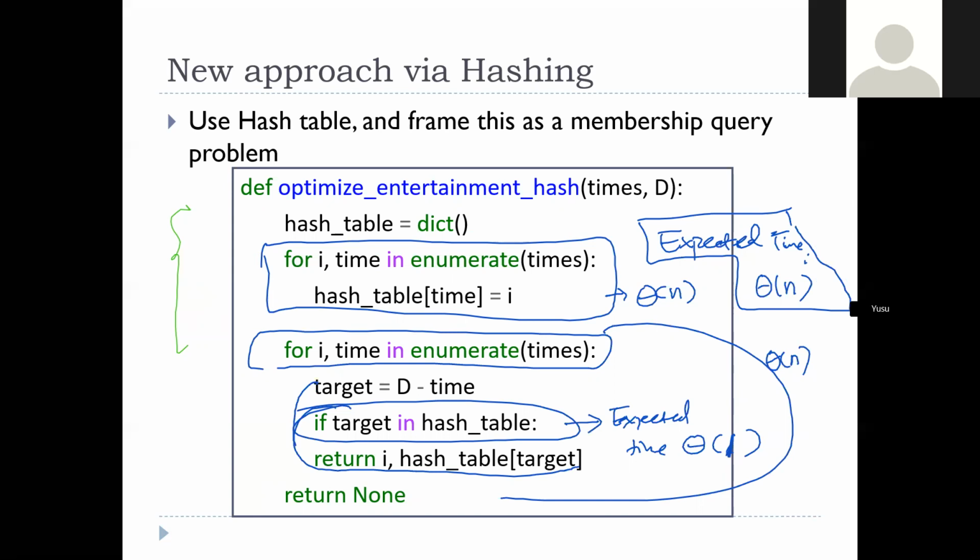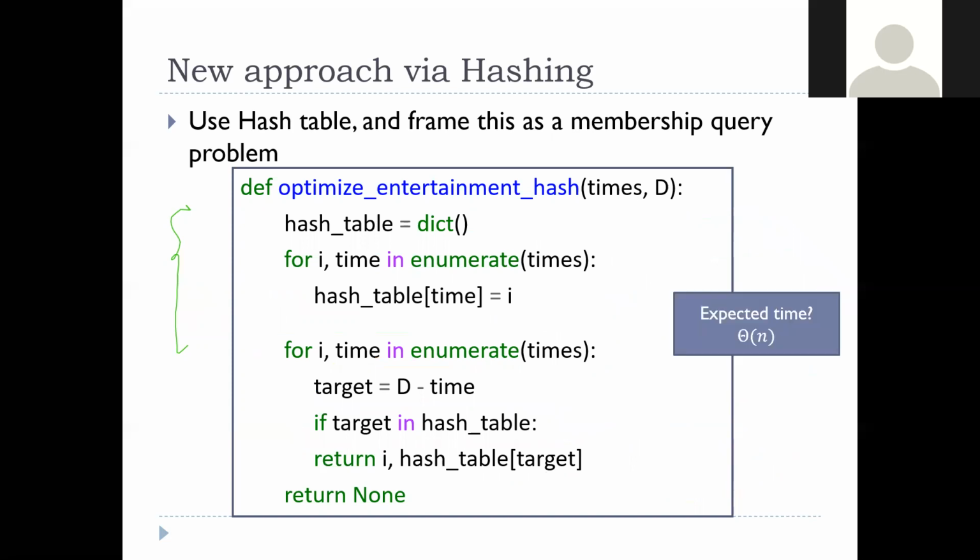Okay, again, the saving comes out of using a hash table. I can do membership query in only constant expected time. And also, since I'm using a hash table, I don't need to pre-sort the list of movie times, and pre-sorting itself also takes n log n. I only need to insert them into the hash table, which is also linear time. So the whole total expected running time is only linear. Okay. All right. So it's also very easy to implement.